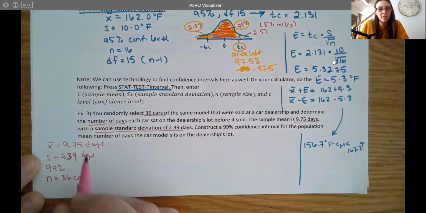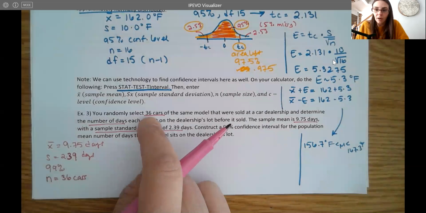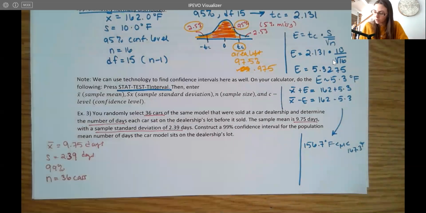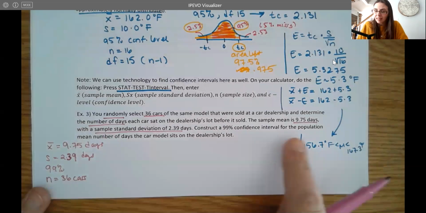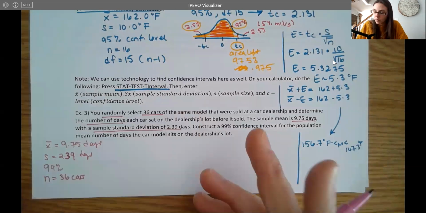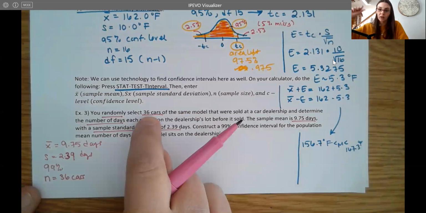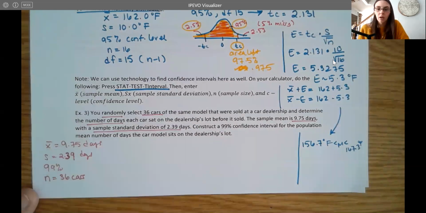So 36 cars is bigger than the 30 cutoff, so we are okay to proceed here. And again, this is a random sample, so we're fine. I don't see anything about the data being normal, but it's okay because my sample size is over that 30 cutoff, so we can go ahead and use our formulas here.